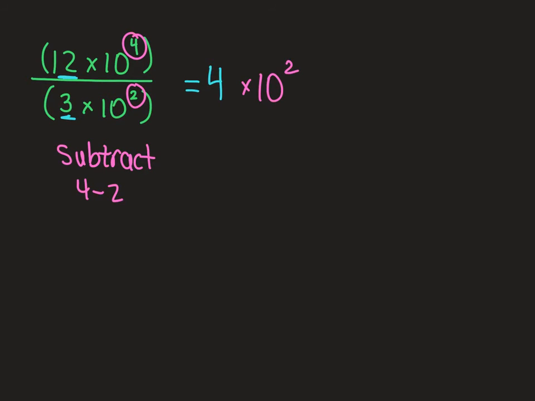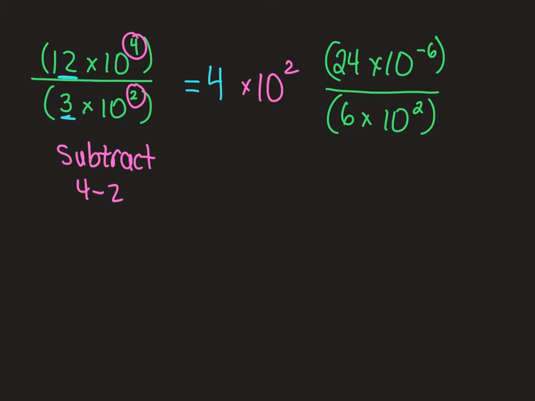I tried to do an easy one here for you the first time. You try this one. 24 times 10 to the -6 divided by 6 times 10 squared. Don't forget you're going to subtract these. I'm not going to give you any hints, sorry. Push pause, you try it, and then I'll give you hints in a second.